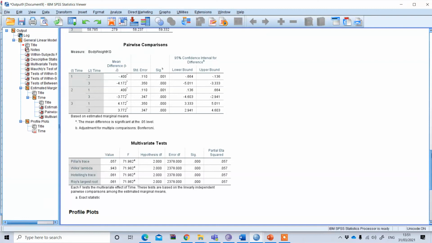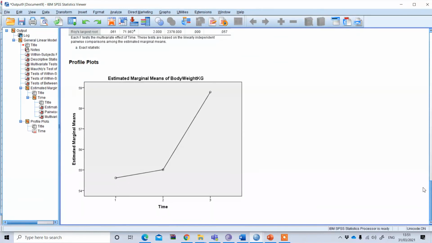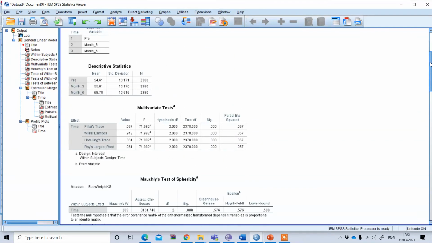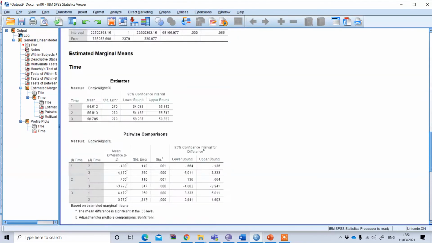And the same thing you can see through this graph, right? It has gradually increased, and the difference is statistically significant. So in this way we can perform a one-way repeated measure of ANOVA in SPSS.